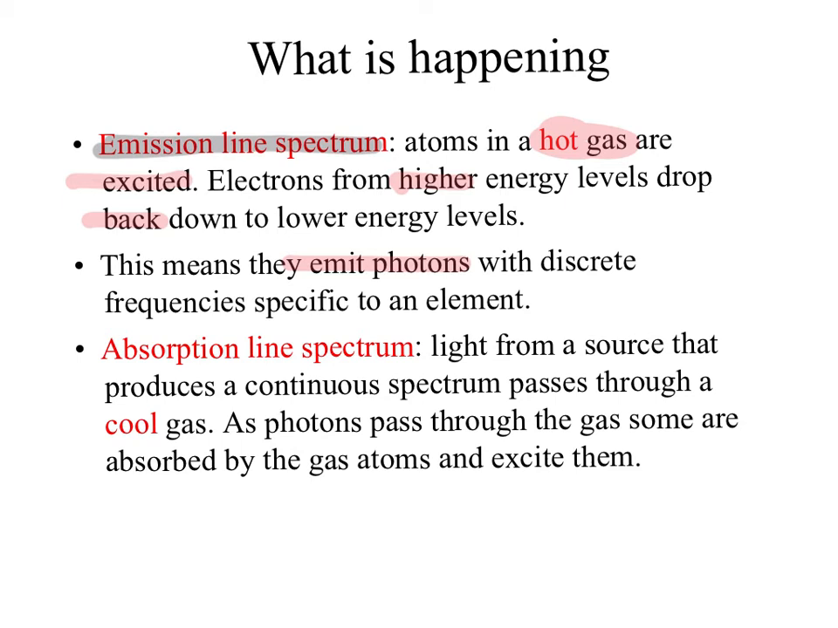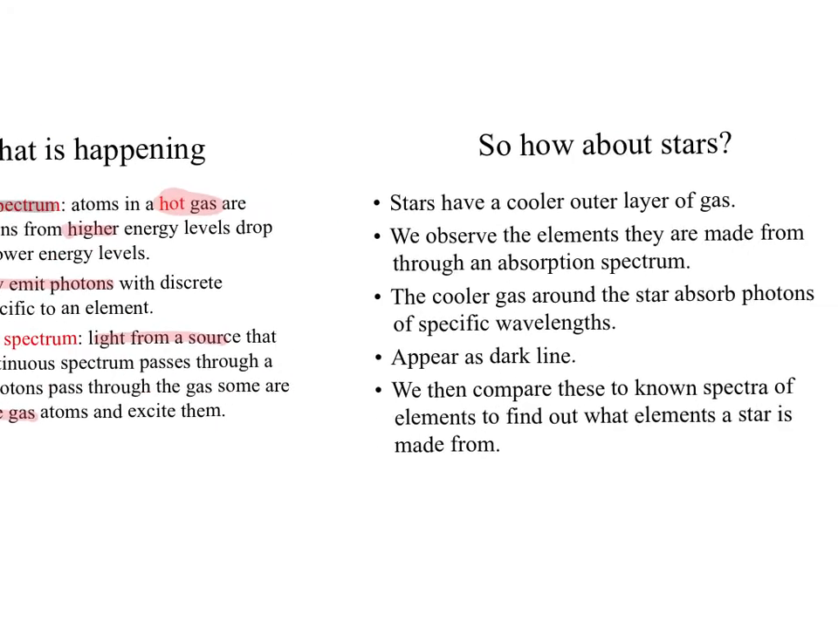The absorption line spectrum is a bit different. You have light from a source that produces a continuous spectrum. It passes through a cool gas, and as photons pass through the gas, some are absorbed by the gas atoms and excite them. And that's what appears as dark spots.